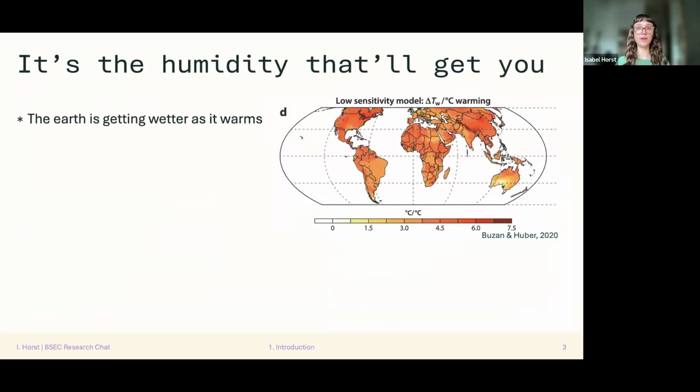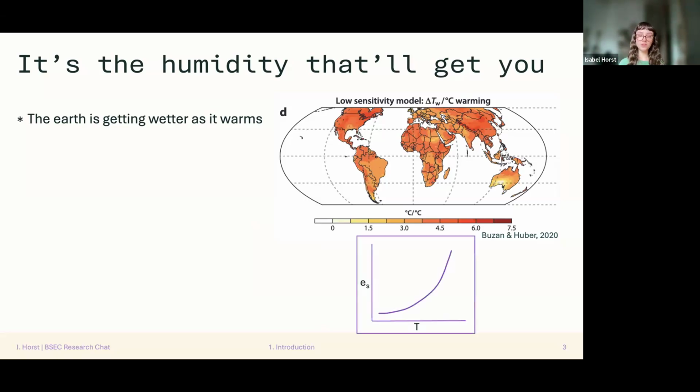But I'm not here to talk to you about temperature. I'm here to talk to you about humidity. So the Earth is also getting wetter as it warms. This image is showing across the globe that for every degree Celsius of warming of normal temperature that we expect to see 3, 4, 5 degrees of warming in wet bulb temperature. And wet bulb temperature is just a measure of humid heat.